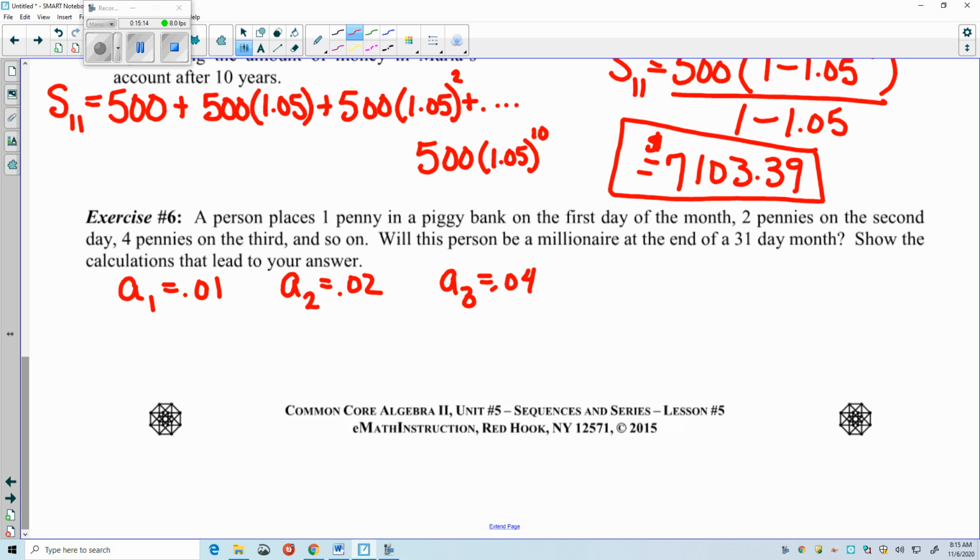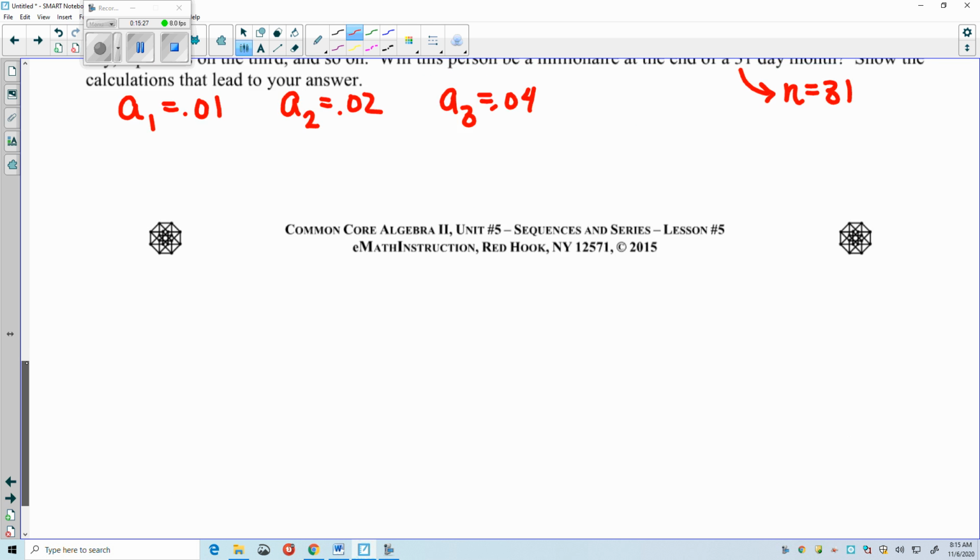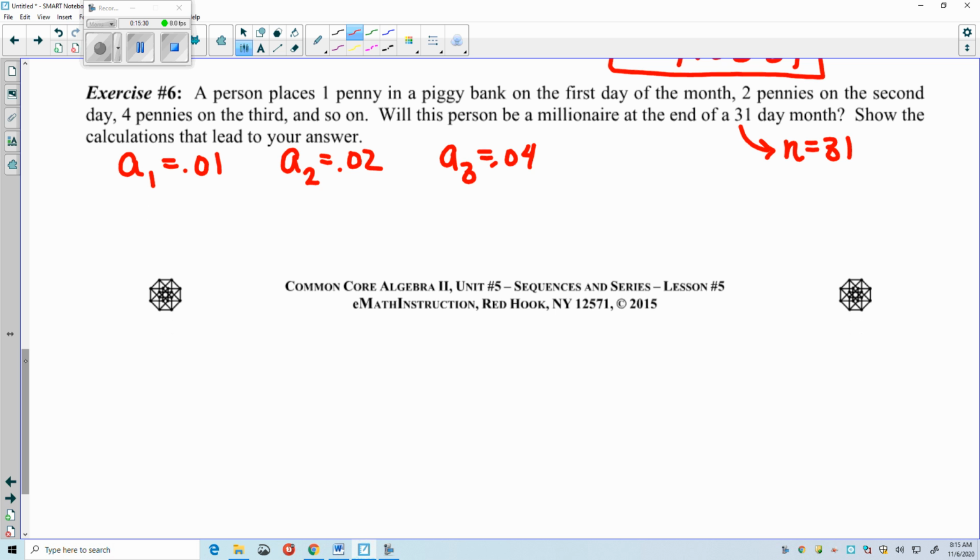It says, will this person be a millionaire at the end of a 31-day month? So at the end of a 31-day month, that's telling you your end term. That's 31. Show the calculation that's going to lead to our answer. I have my first term, I have my end term. What I need to know is the rate in between them. So in order to calculate that rate, I want to take 2 consecutive terms. If I did 0.02 and divided by 0.01, that's going to give me 2. And again, a good check, take the third divided by 2, and you can see the same thing. Here's your rate.